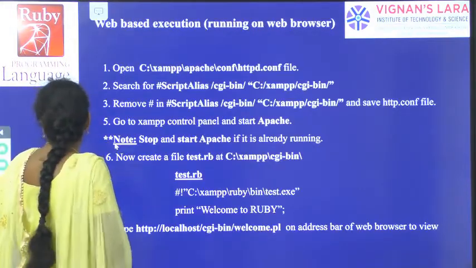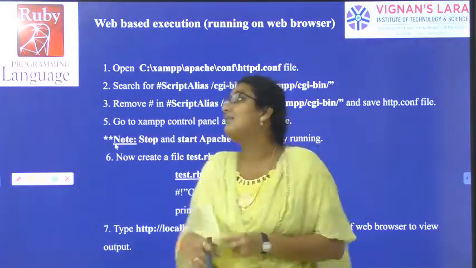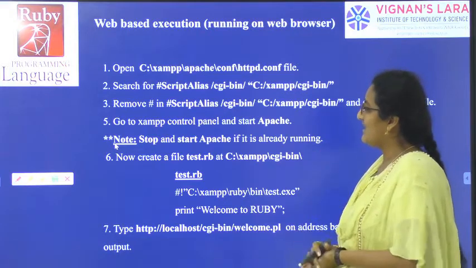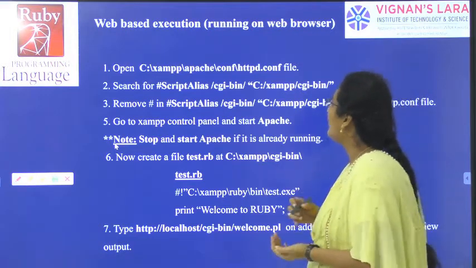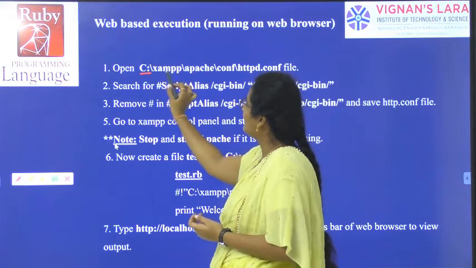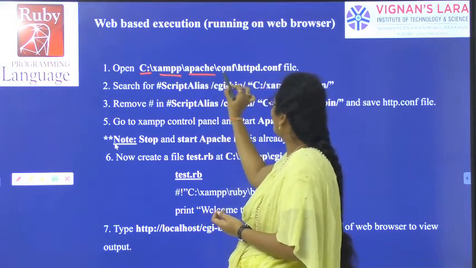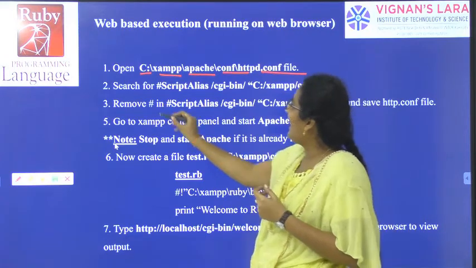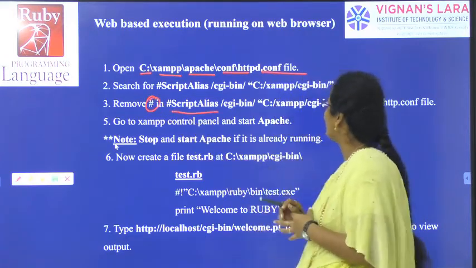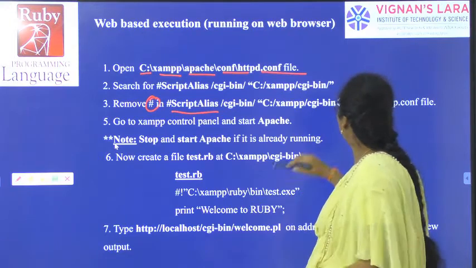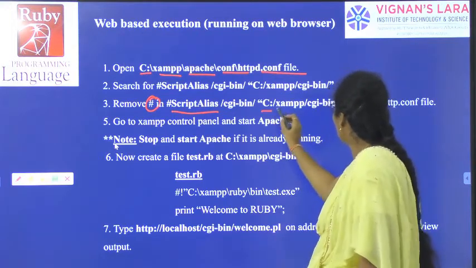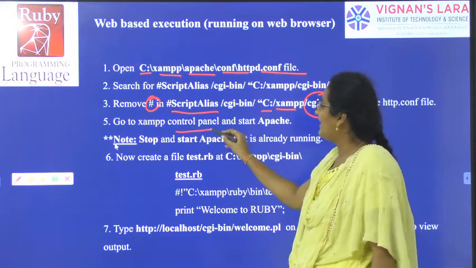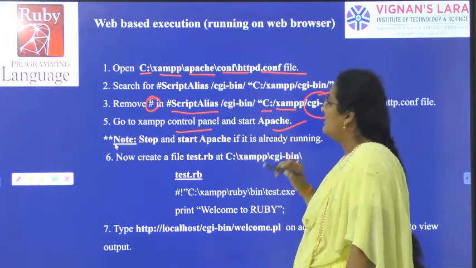So now the next one is how to execute a Ruby program on web-based execution. For that, first you should open C drive, Jamp folder, Apache folder, and open the config file. There you have to remove the hash symbol before the script alias. And then you have to save that config file as C drive, Jamp, CGI bin. Then you need to open the control panel and start Apache.